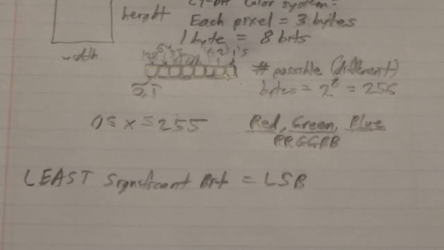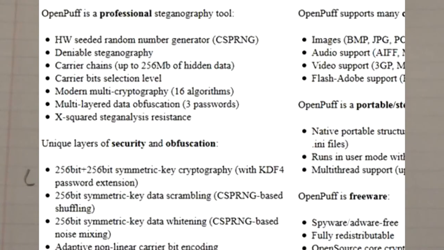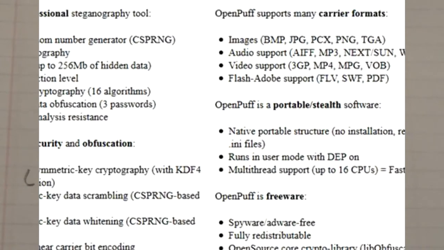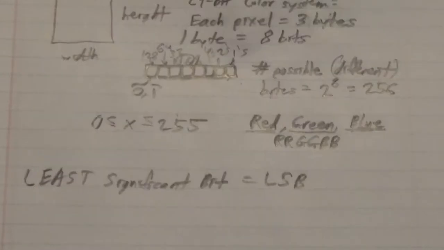For instance, the software OpenPuff version 4.0 can hide information in a media file of many different possible types. This is clearly, as we'll see, much more complex than the program that I wrote. But to show a demonstration, I'll show you a screencast, actually. Basically, I'll show you my computer screen, and we'll see what we can do from there.